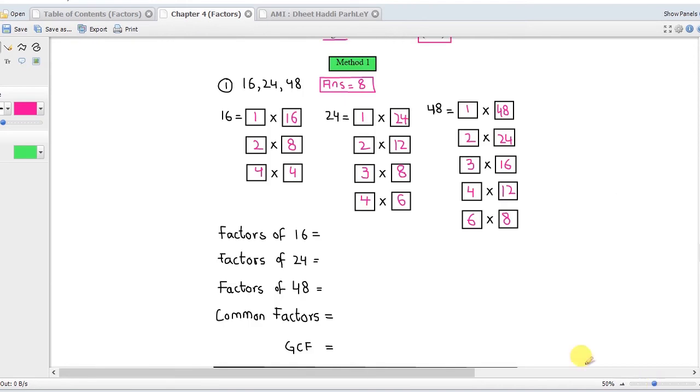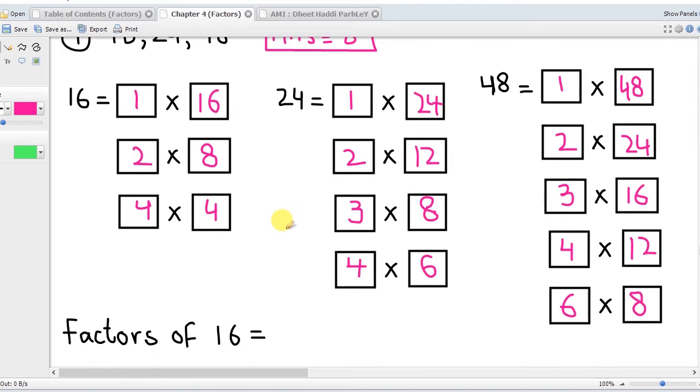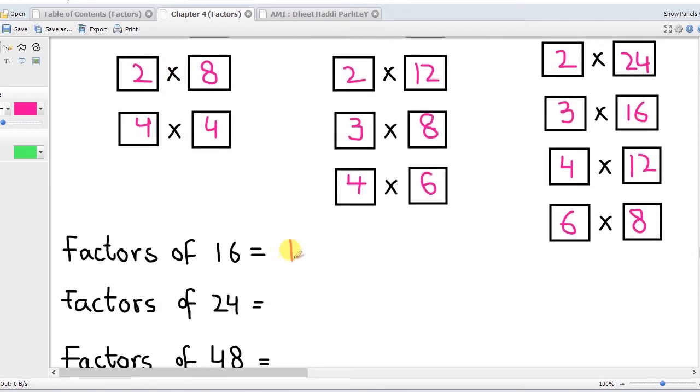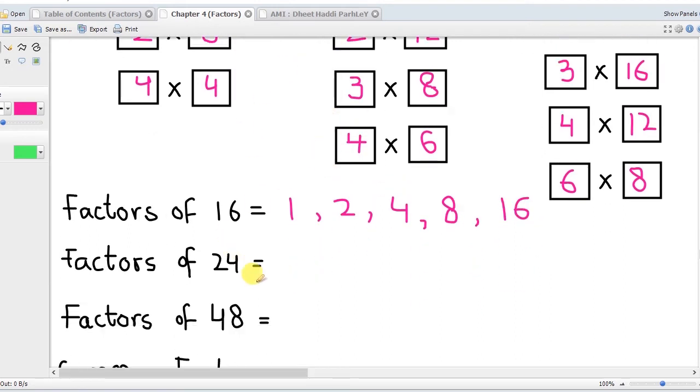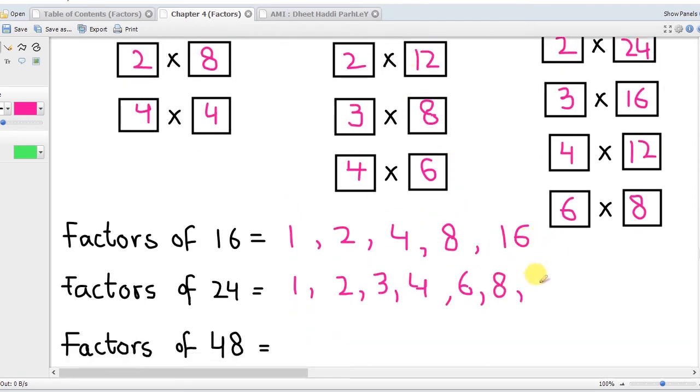Okay, now let's start writing these factors here. The factors for number 16 are 1, 2, 4, 8 and 16. The factors for number 24 are 1, 2, 3, 4, 6, 8, 12 and 24.